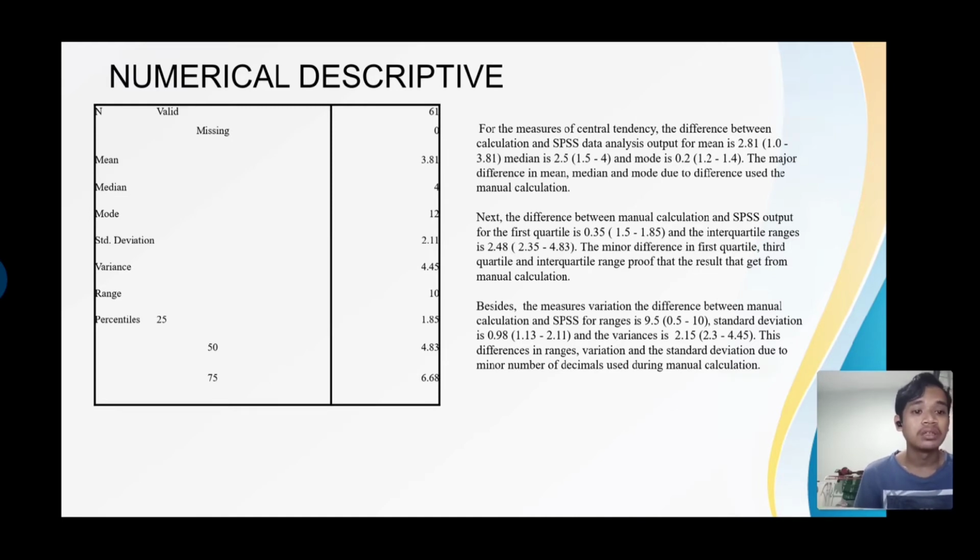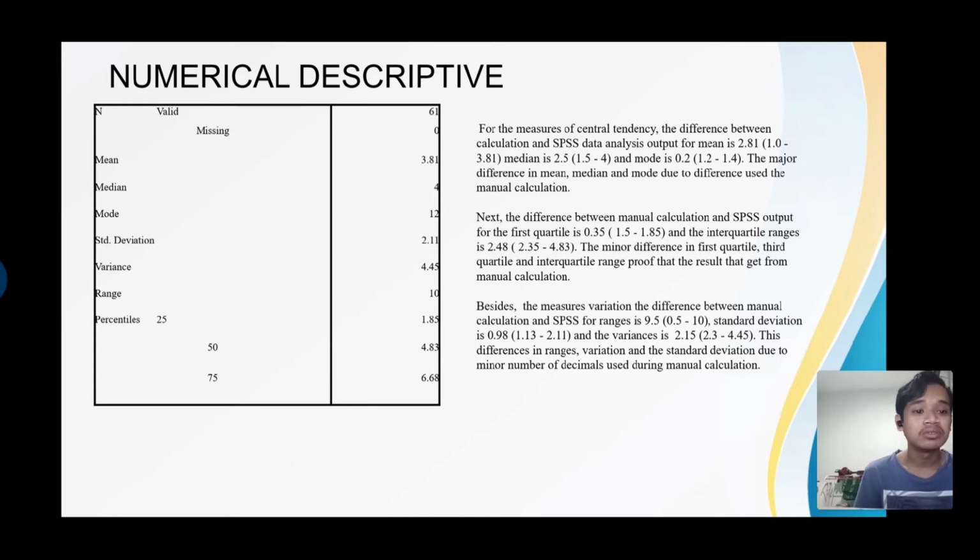Next, the difference between manual calculation and SPSS output for the first quartile is 0.35, 1.5 minus 1.85, and the interquartile range is 2.48, 2.35 minus 4.83. The minor difference in first quartile, third quartile, and interquartile range proves that the result is from the manual calculation.